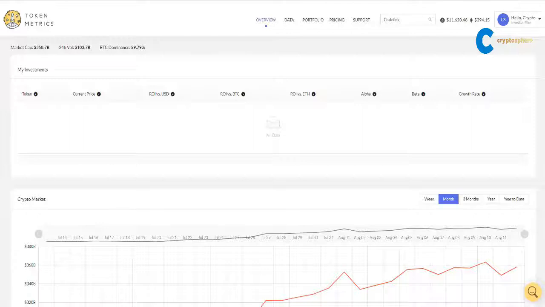Welcome to a short introduction to Token Metrics. This tool helps us a lot in making decisions, whether we want to find information about a project, or if we want to analyze the price of a specific cryptocurrency. If you want to learn how to use Token Metrics or get a quick overview, then make sure to stay until the end of this video.